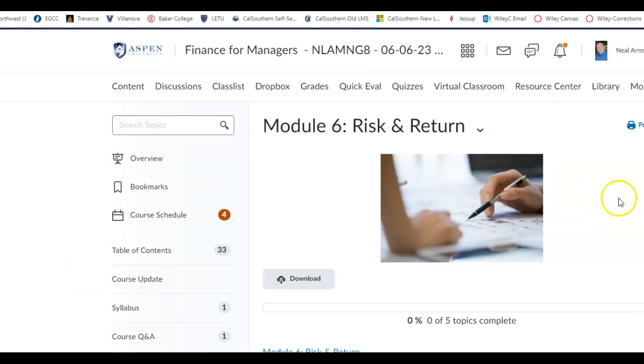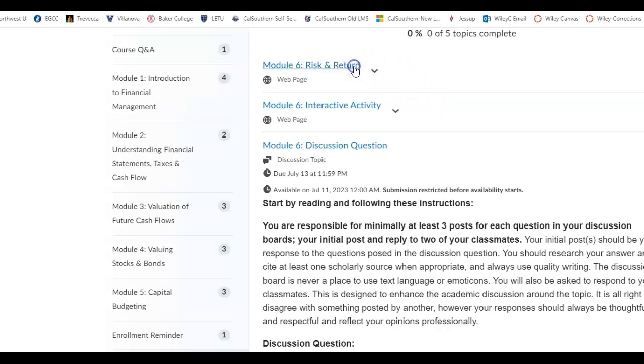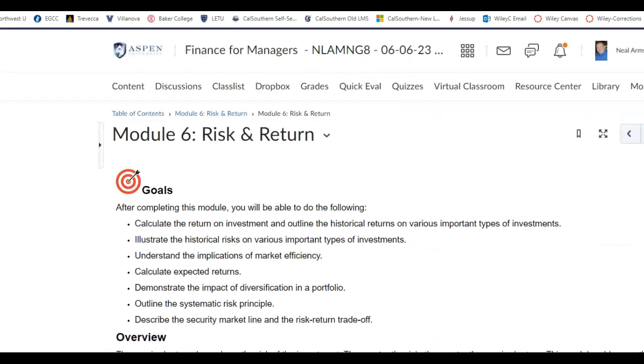In week 6, we're going to be talking about risk and return. Let's take a look at module 6 as it is and see what we have in store for everybody.